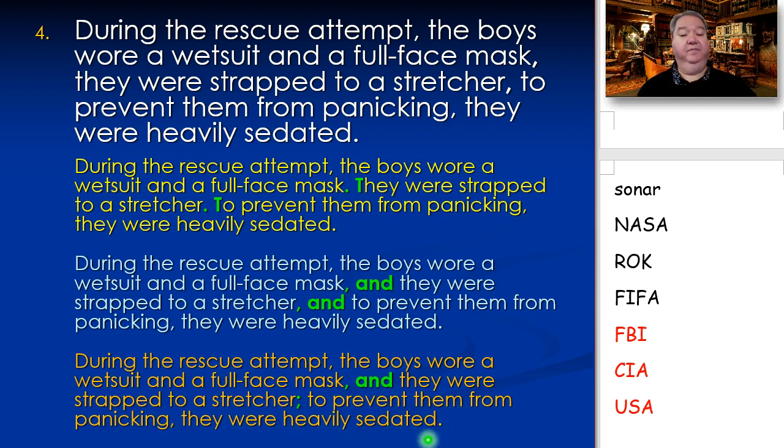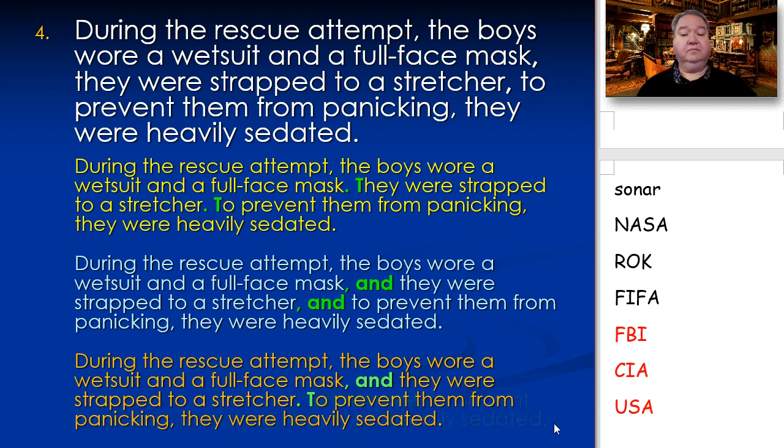Or we could do something like this. During the rescue attempt, the boys wore a wetsuit and a full face mask, and they were strapped to a stretcher. We could use a period and a new sentence. To prevent them from panicking, they were heavily sedated. So this puts a little more separation here. Okay? So we have a comma, conjunction, and making two sentences. Also grammatically correct.